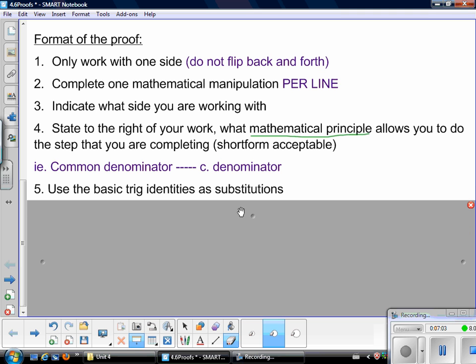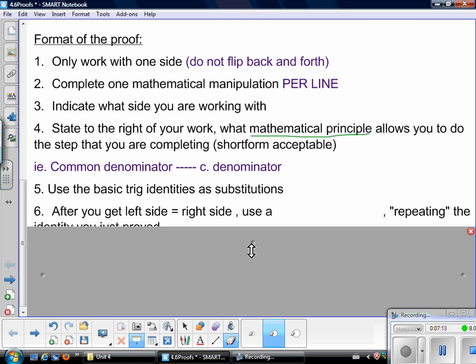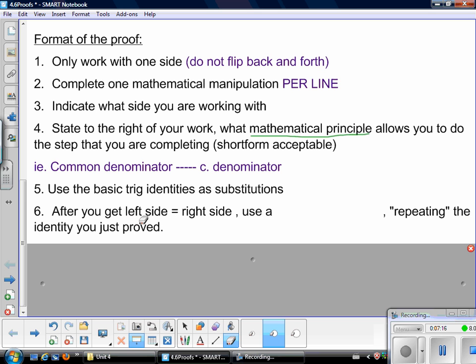The next thing also to consider at all times is you use the basic trig identities as substitutions to make one side equal the other. And finally, after you get your left side equal to right side, or finished your proof, so in other words, you did show it, you use a therefore statement, and what you're doing is you're just repeating the identity you just proved. So in a sense, you're actually repeating the question if you want to look at it that way.